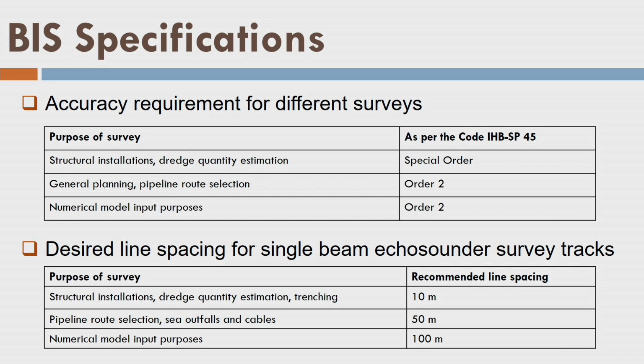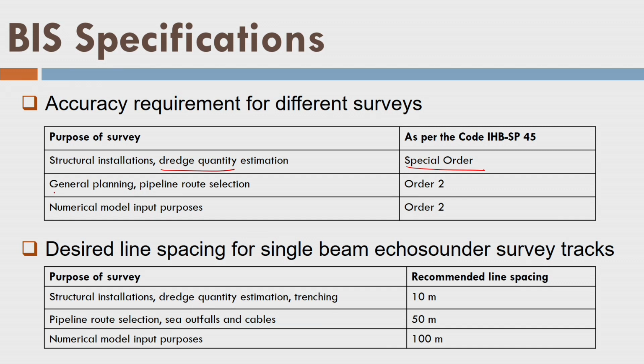Okay, coming to the Indian standards, which are governed by the Bureau of Indian Standards. The accuracy requirement here is according to the purpose of the survey. For structural installations and dredge quantity estimation, we should have a special order survey, and special order surveys are according to the IS standard, not the IHO standard. Please be careful. Then for general planning and pipeline route selection, we have an order 2 survey, and we also have an order 2 survey for numerical model input purposes.